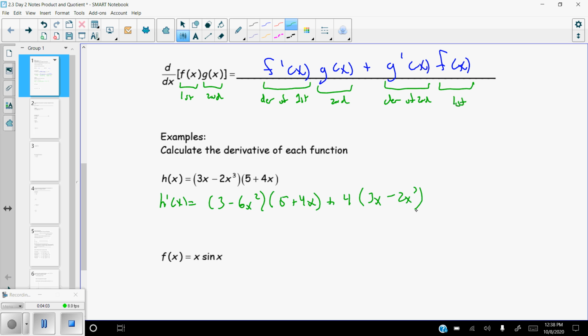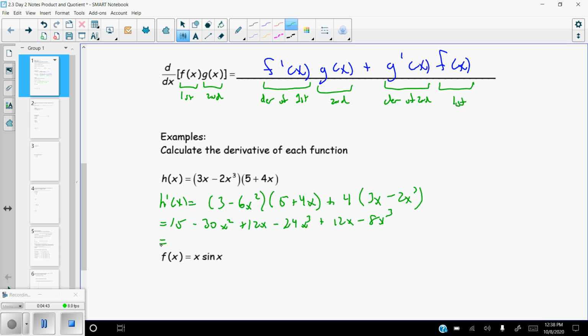All right, now I'm going to go ahead and FOIL all this stuff out and simplify it because I want to prove a point and show you something here. So if we FOIL out this first thing, we're going to get 15, let's see, what is that? Minus 30x squared plus 12x, it's the inside and outside there, and then minus 24x cubed. And then I'm going to distribute the 4 into the second parentheses, so we get a plus 12x minus 8x cubed.